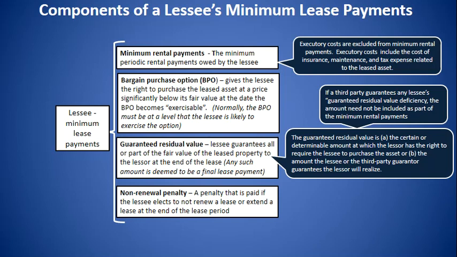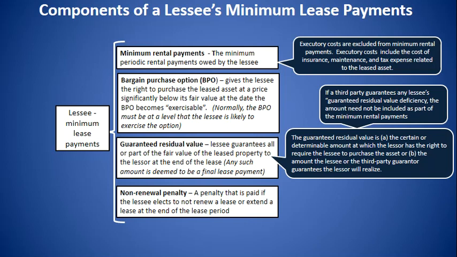Now, one other thing that we need to be cognizant of, and we've talked about this in our previous videos, if a third party basically guarantees any of a lessee's guaranteed residual value deficiency, that amount need not be included as part of the minimum rental payments. The fourth component of a minimum rental payment is what we call a non-renewal penalty, and that's a penalty that is paid if the lessee elects to not renew a lease or extend a lease at the end of the lease period.